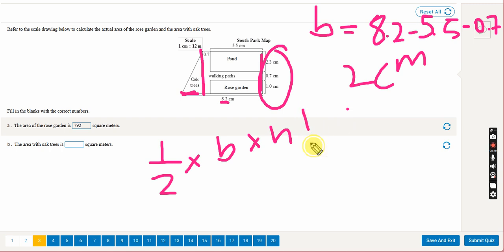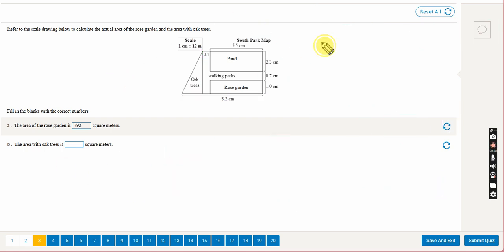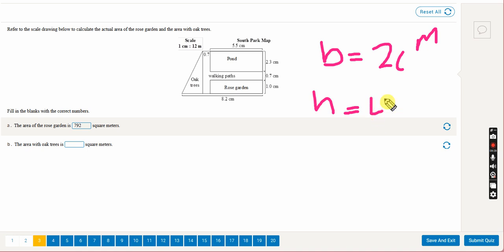Now the height. So h is equal to 2.3. And you can also see it visually, that they're equal to each other. So don't get fussed about it. 2.3, 0.7, and 1. So this is your height. Let's just add it very quickly. We'll get 2.3 plus 0.7 plus 1, which is equal to 4. Now remember, both of these are in centimeters. You have to convert them into meters. So your base is 2 centimeters, and your height is 4 centimeters. There you go.